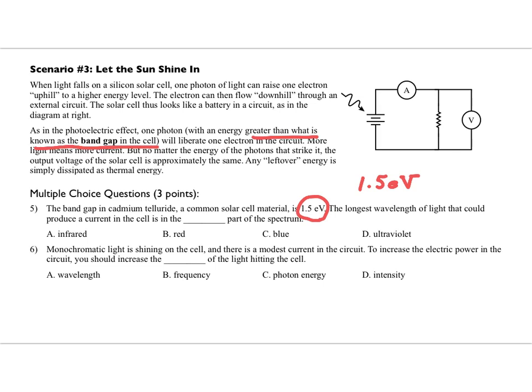Then you have to figure out what part of the spectrum that is in. So first, you're going to take that and convert that into wavelength, and then you're going to think about what part of the spectrum it's in. Go ahead and do that before you check the solution.